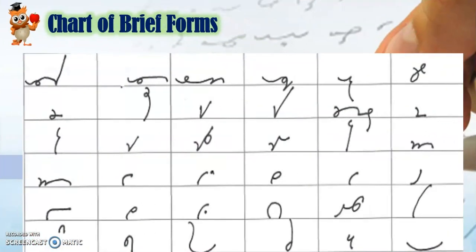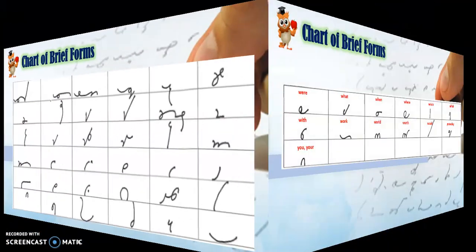Okay, let's see. Anyone who can read the first row? Simply say mine so I can recognize you. Okay, what about the second row? Yes. Third row of brief forms. Yes. Next row. Next row. And the last row.